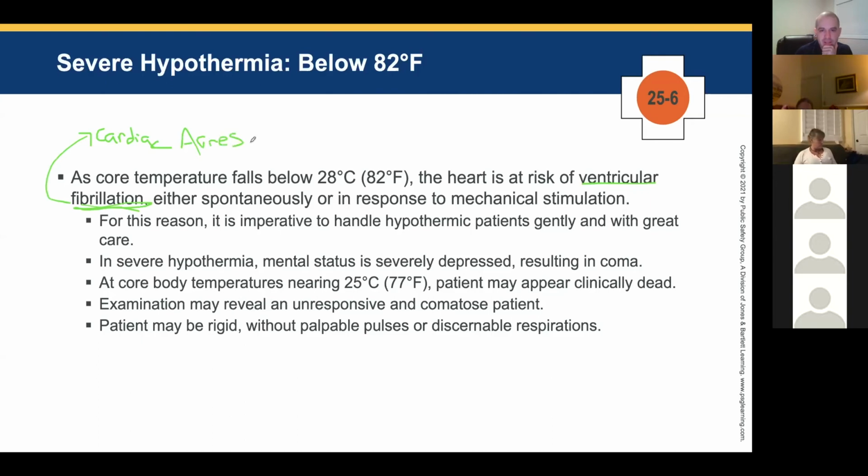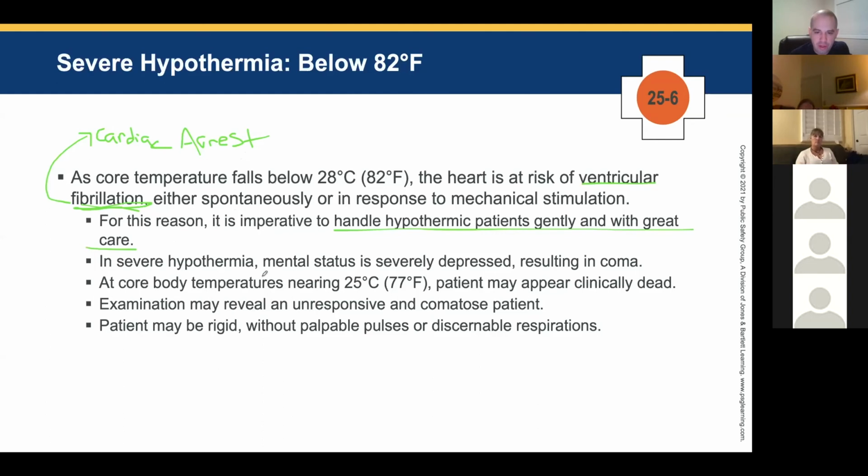And basically, what does cardiac arrest mean to us? Heart attack, CPR. Heart stopped. Yeah, their heart is stopped, right? So they don't have a pulse, and so we need to go ahead and begin CPR. Because of this VFib that can set in, we have to make sure that we handle these severely hypothermic patients gently and with great care. We don't want to jostle them around.